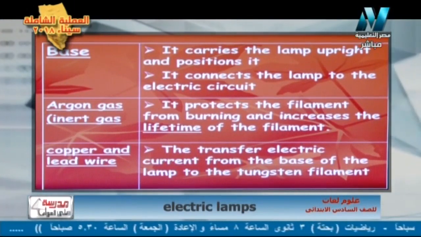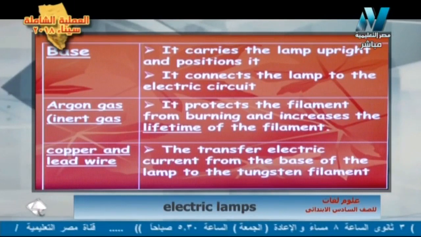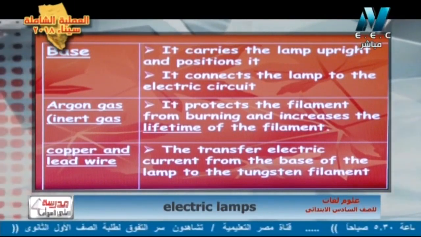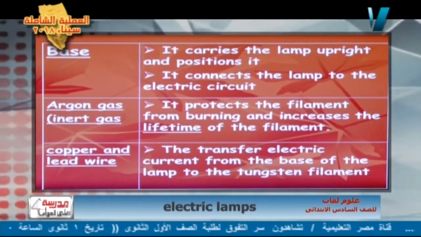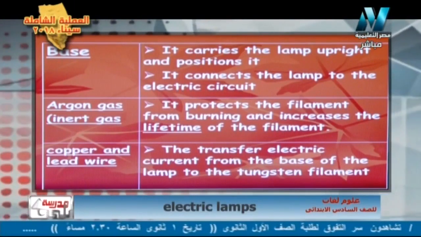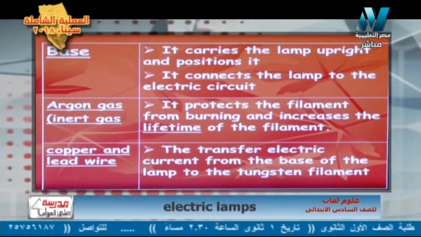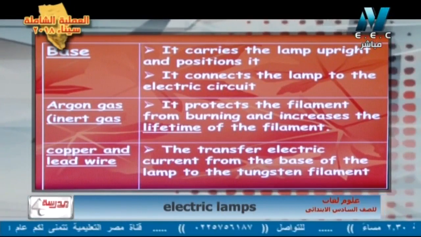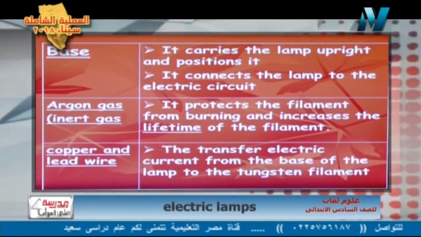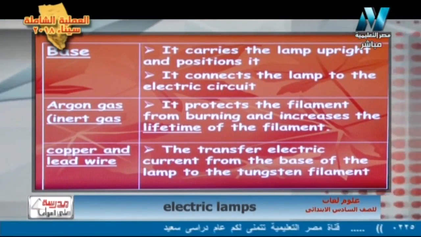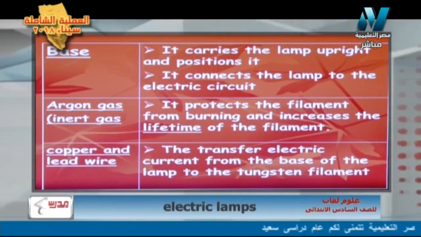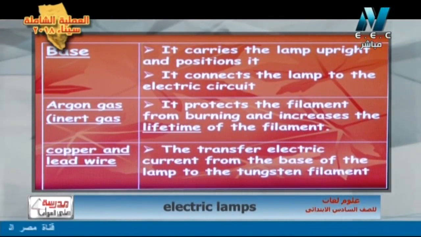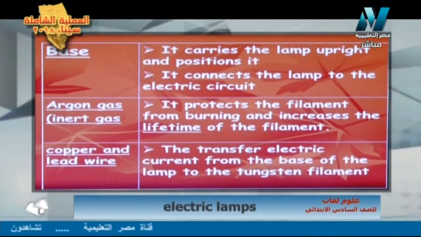Another structure of the electric lamp, the argon gas, غاز الأرجون or the inert gas. It has a very important function, only one function, but it's a very important function at the same time. It protects the filament from burning. بيحمي الفيلامنت من الاشتعال. And also it increases the lifetime of the lamp. يبقى هو بيمنع الاشتعال، وبالتالي هو بيزود عمر المصباح الكهربي أو بيزود عمر الفتيلة.